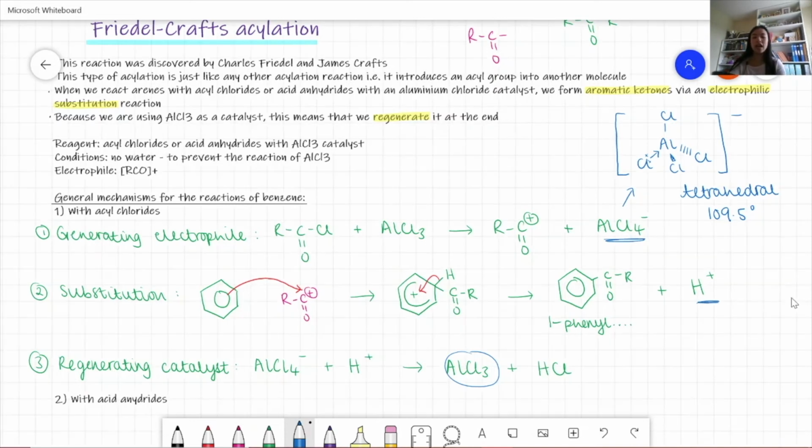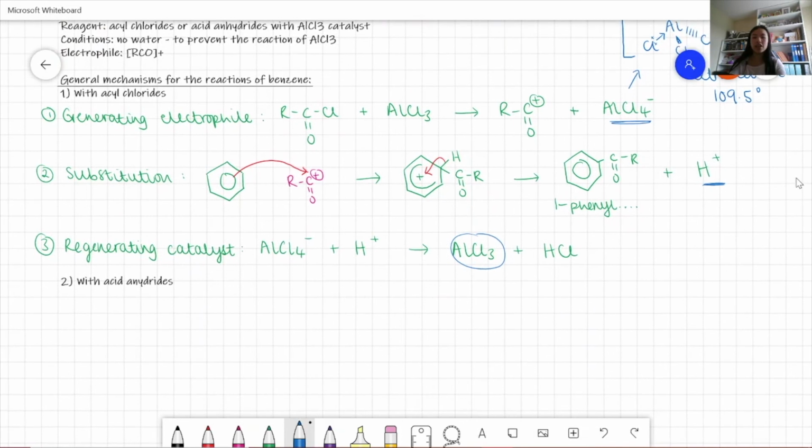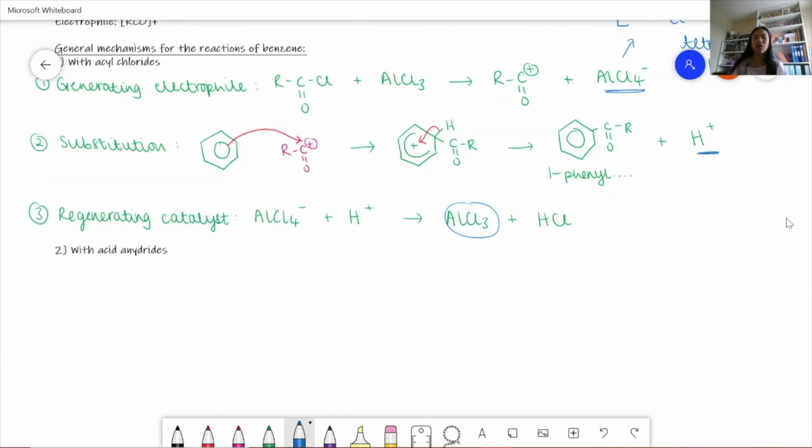And now we're going to look at the reaction with acid anhydrides. So it's a very similar thing, but this time using an acid anhydride instead of an acyl chloride. So again, the first thing we need to do is the generating electrophile step. So a really important thing to note is that this mechanism is exactly the same as the one for nitration because they're both electrophilic substitution reactions.